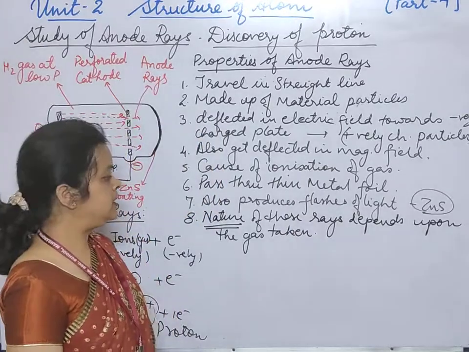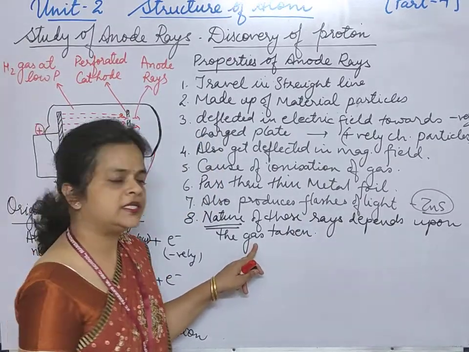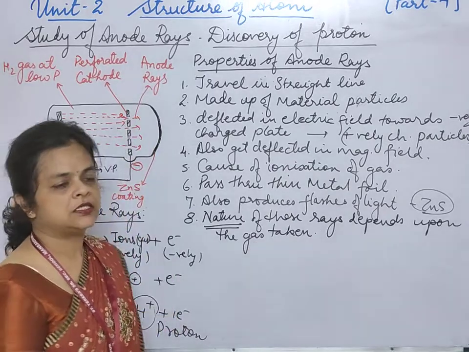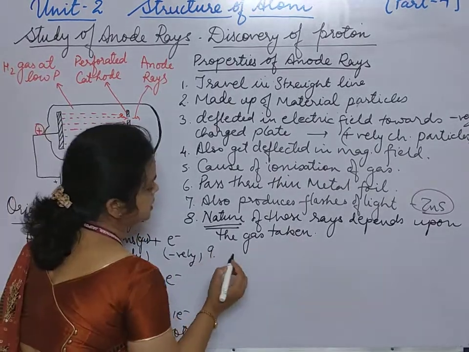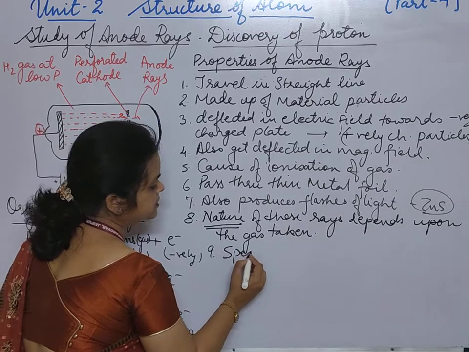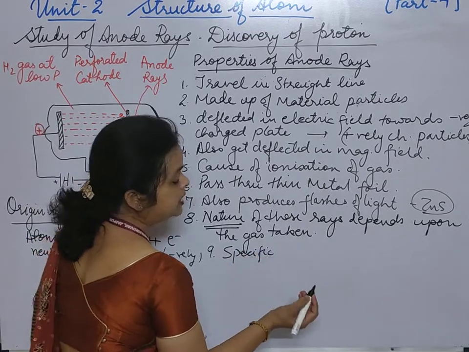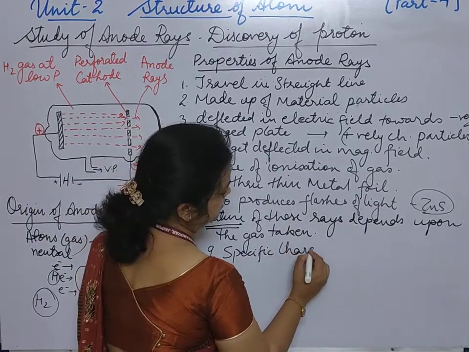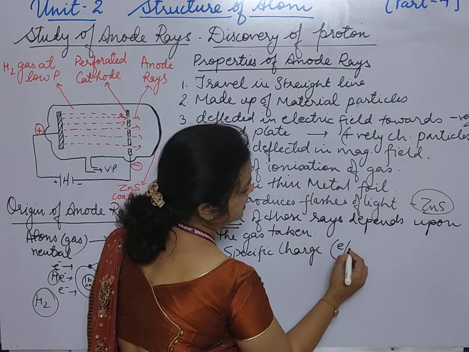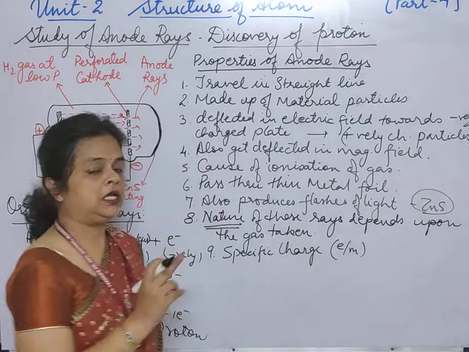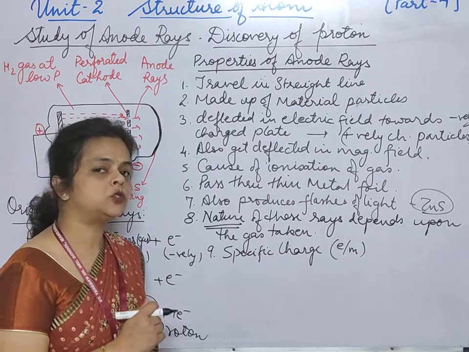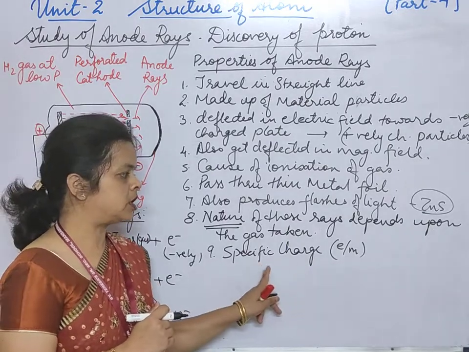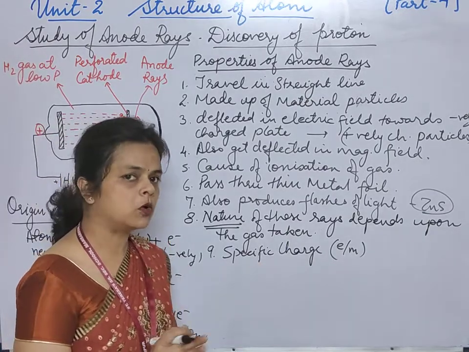These were different according to the gas which has been filled inside the discharge tube. Next point, specific charge. What is specific charge? Ratio of E by M. That is the E by M ratio. In the cathode rays tube experiment, we saw that specific charge, or ratio of E by M, remains constant.